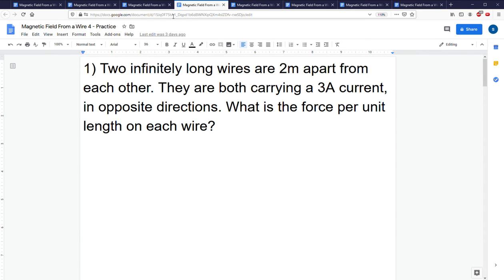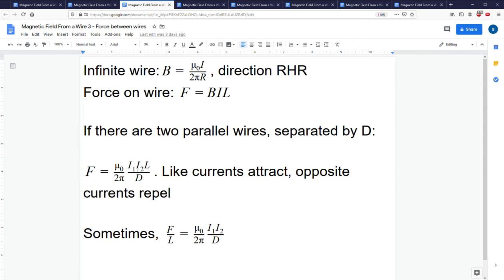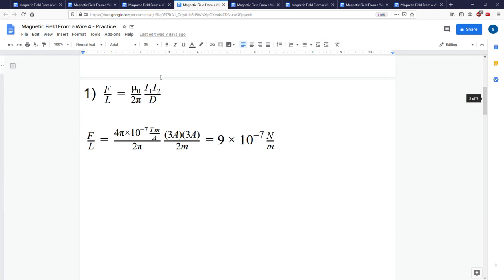For this problem, we can fairly simply plug our values into this formula right here because we are trying to find force per unit length. Force per unit length is mu sub naught over 2 pi times I1 I2 over d. Mu sub naught is 4 pi times 10 to the negative 7th Tesla meters per ampere. I1 and I2 were both 3 amperes, and d is 2 meters, giving a net force of 9 times 10 to the negative 7th newtons per meter.